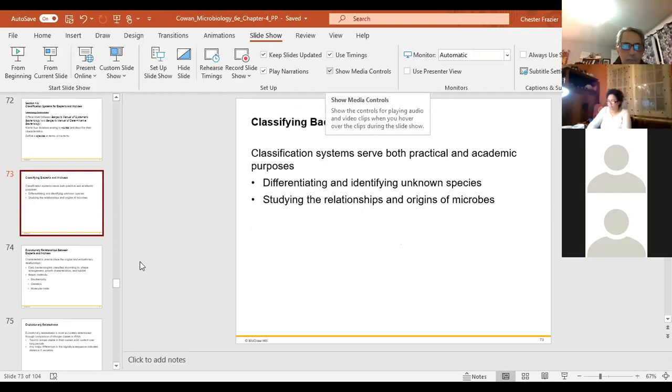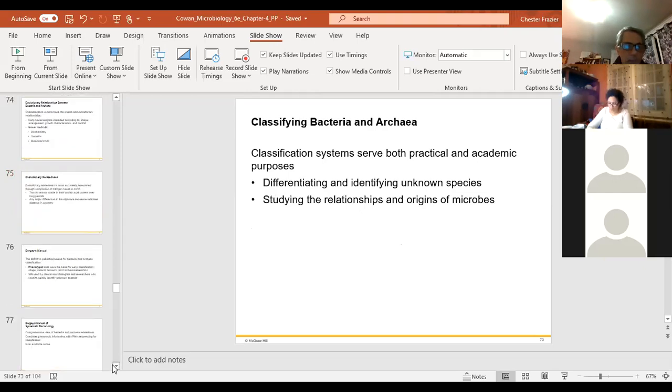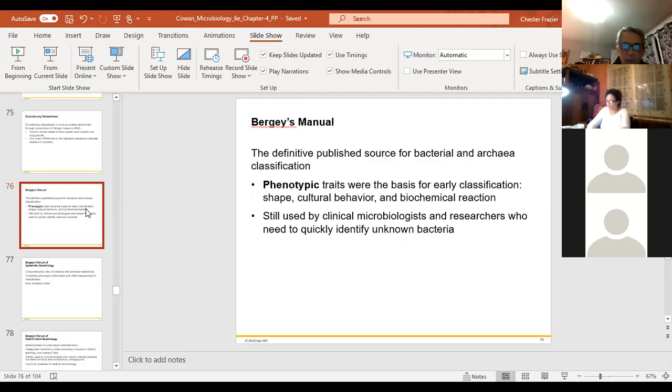I think I'm going to skip this. I'll double check the test, but I don't think I go into this. If you're interested in this, you can read over the slides. But they're important manuals for clinical microbiologists and researchers to identify unknown bacteria.